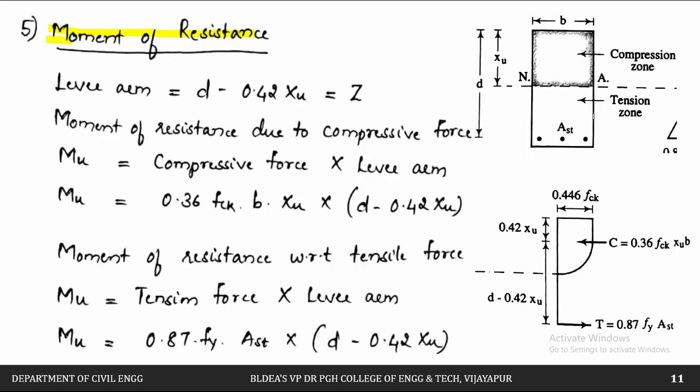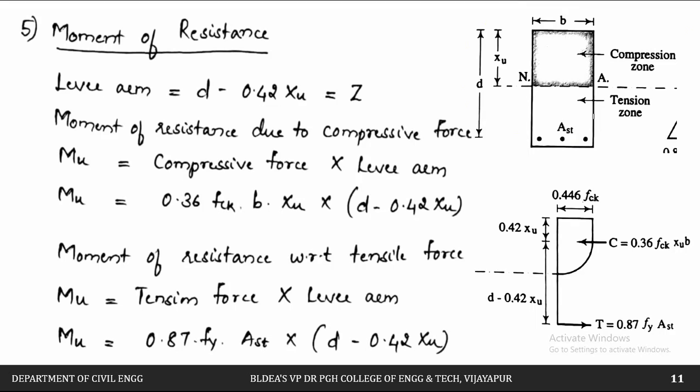Next, we will calculate the moment of resistance. The moment of resistance is nothing but the capacity of a section to resist moment. What is the capacity of this rectangular section? How much moment can it resist? How do we calculate it? With the help of this formula and what we are going to derive further, we will calculate the moment carrying capacity of the section.